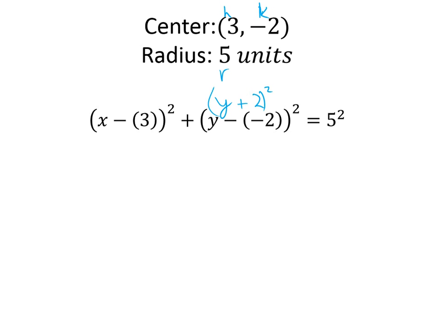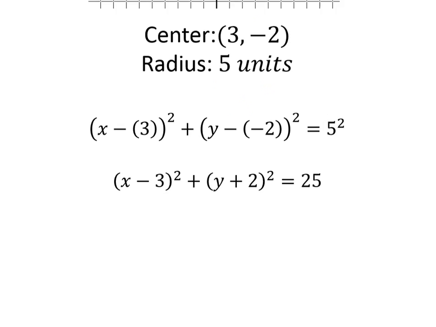Kind of what's happening is that whatever your coordinates are, you're going to do the opposite, and that's what's going to be inside these parentheses. So if it was a positive 3, you're going to go minus 3. If it was a -2, you're going to go plus 2. And then you square the 5, which gets you 25. So your equation would be x minus 3 squared plus y plus 2 squared equals 25. And that would be the equation of your circle.